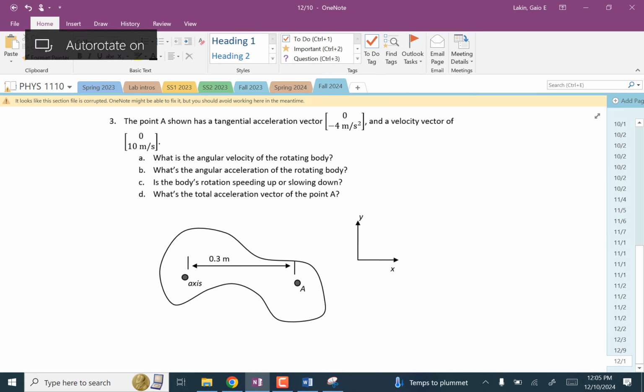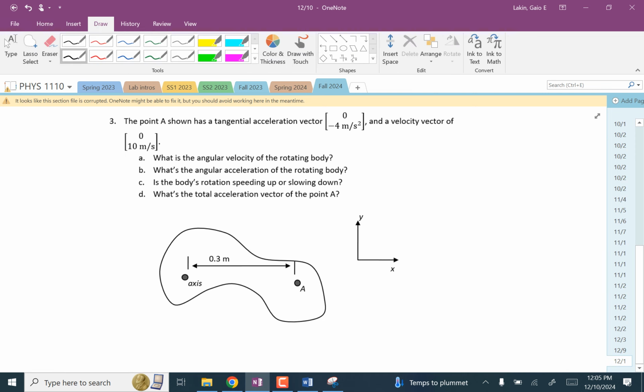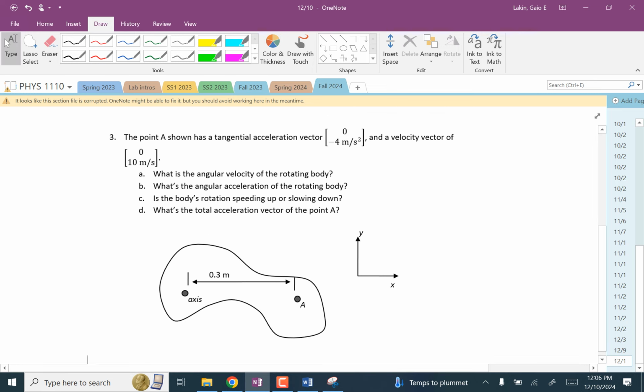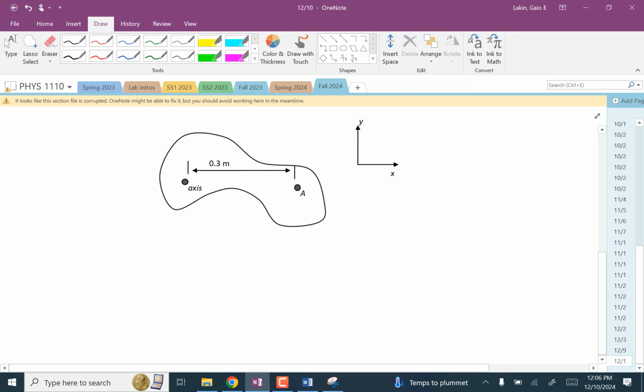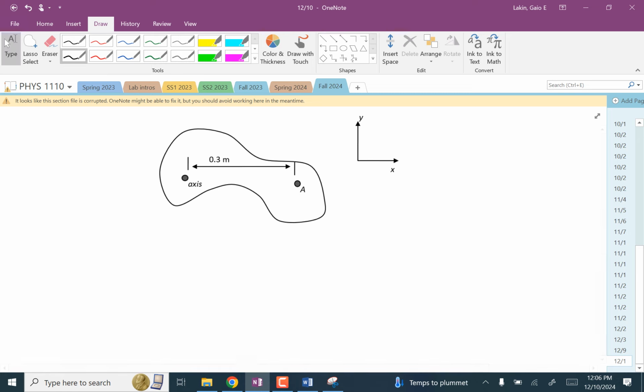Okay, so for number 3, the hinge is at the point A. And so everything's rotating around that point A. We're told that there's a tangential acceleration vector of 0, -4 and a velocity of 0, +10 in the y direction. Okay, so let's start sketching out what's going on.